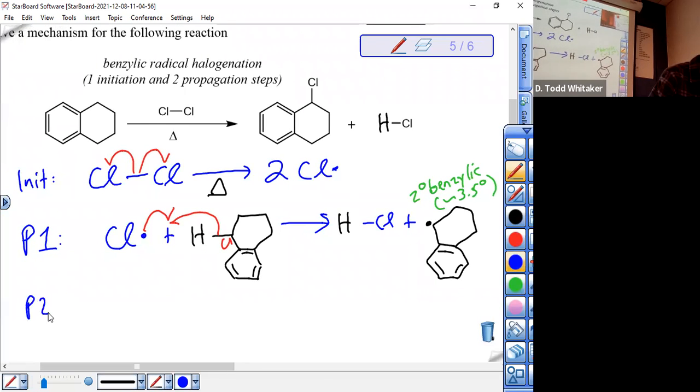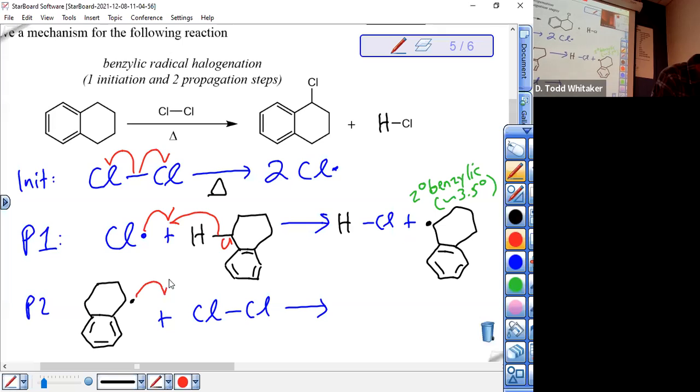Take that radical you just made. I flipped it over, no big deal. May have even resonated the benzene accidentally, no big deal. It's the same radical. Hook it up with the chlorine. Make sure you have both those hooks over here starting in the middle of the bond.